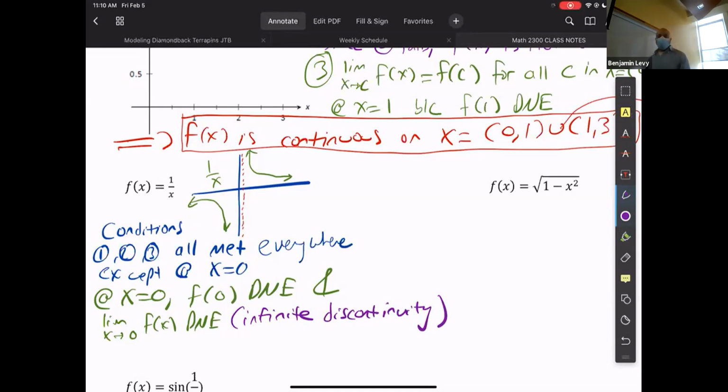And so this one's a real mess at 0, right? Just looking at the picture, it's very clearly not continuous at 0. And we're saying, well, not only is it not defined, but the limit doesn't even exist. And so all these things fail, right? So all 3 fail. So all 3 conditions fail specifically and only at x equals 0.